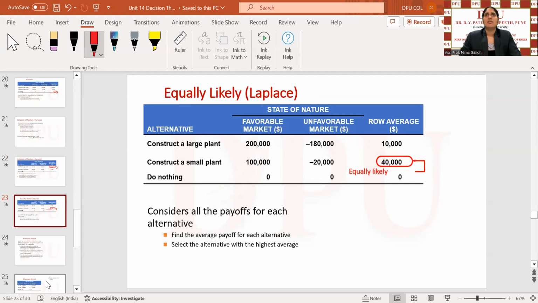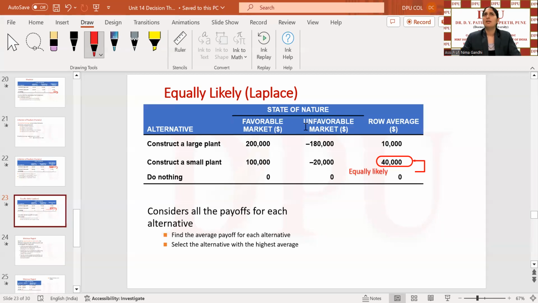Then equally likely, or we call this the Laplace criteria. Okay, so here also you have three alternatives and you are saying that there is a 50-50 chance. Still you don't know the probability. So you are giving equal chance to each alternative. Here we just have two alternatives, so we'll give 50-50 chance. If you have three alternatives, you are giving 33.33% chance each. Equal.